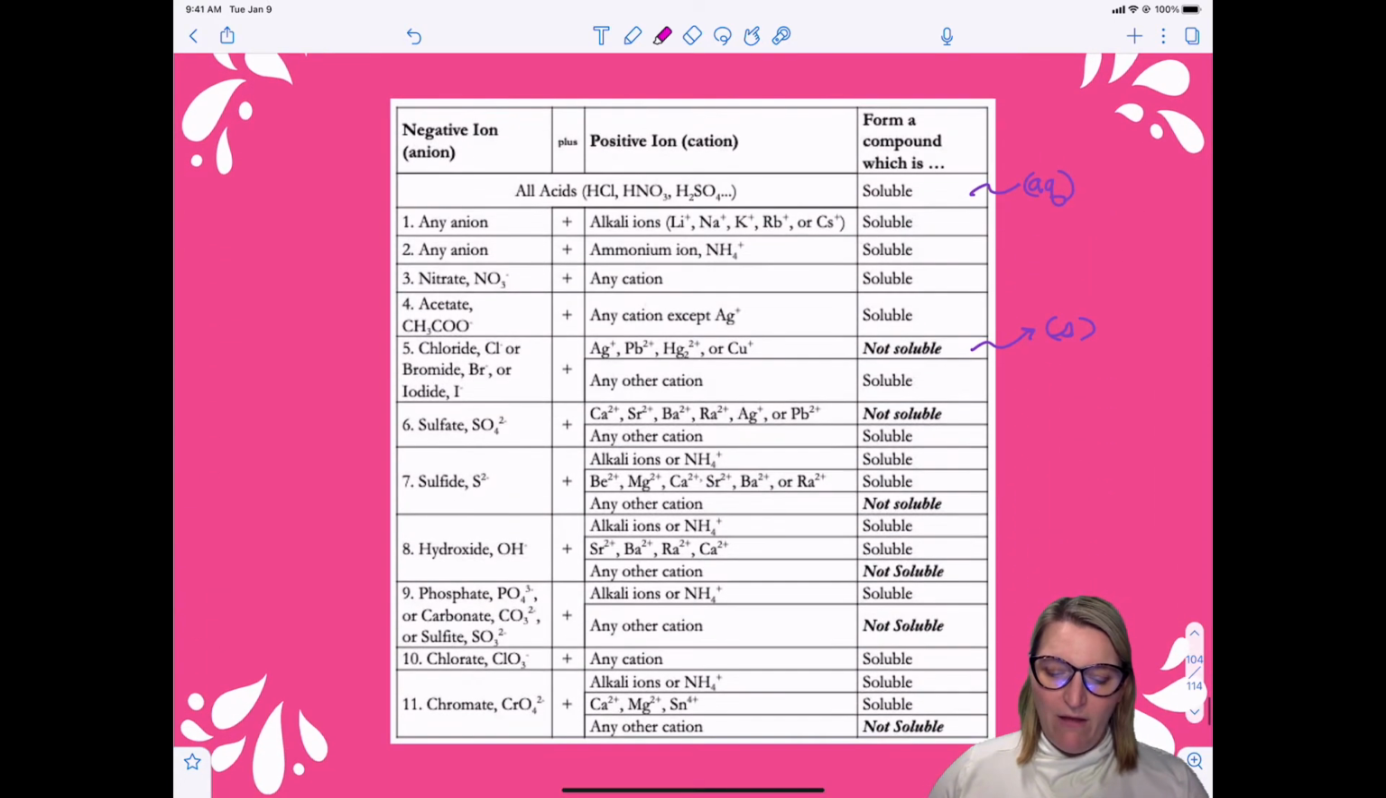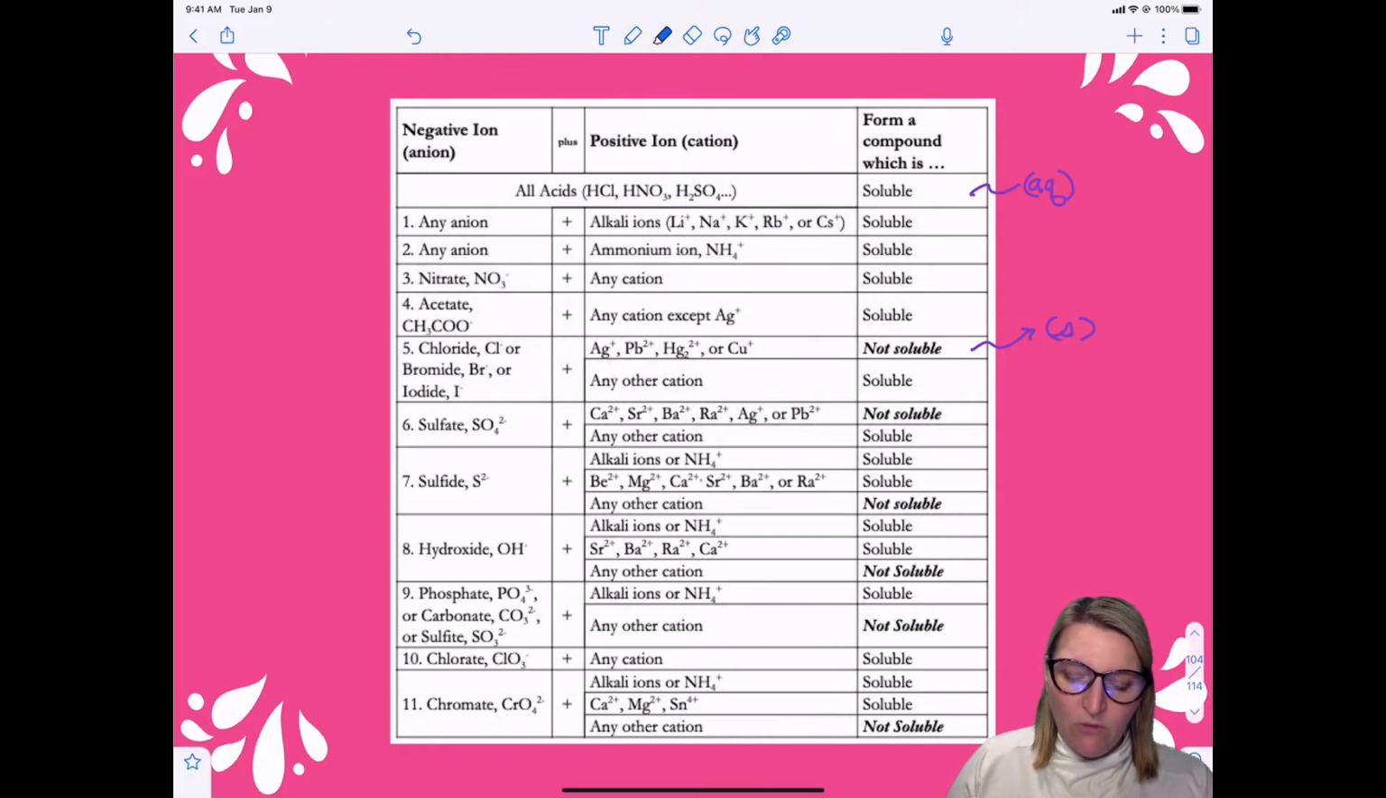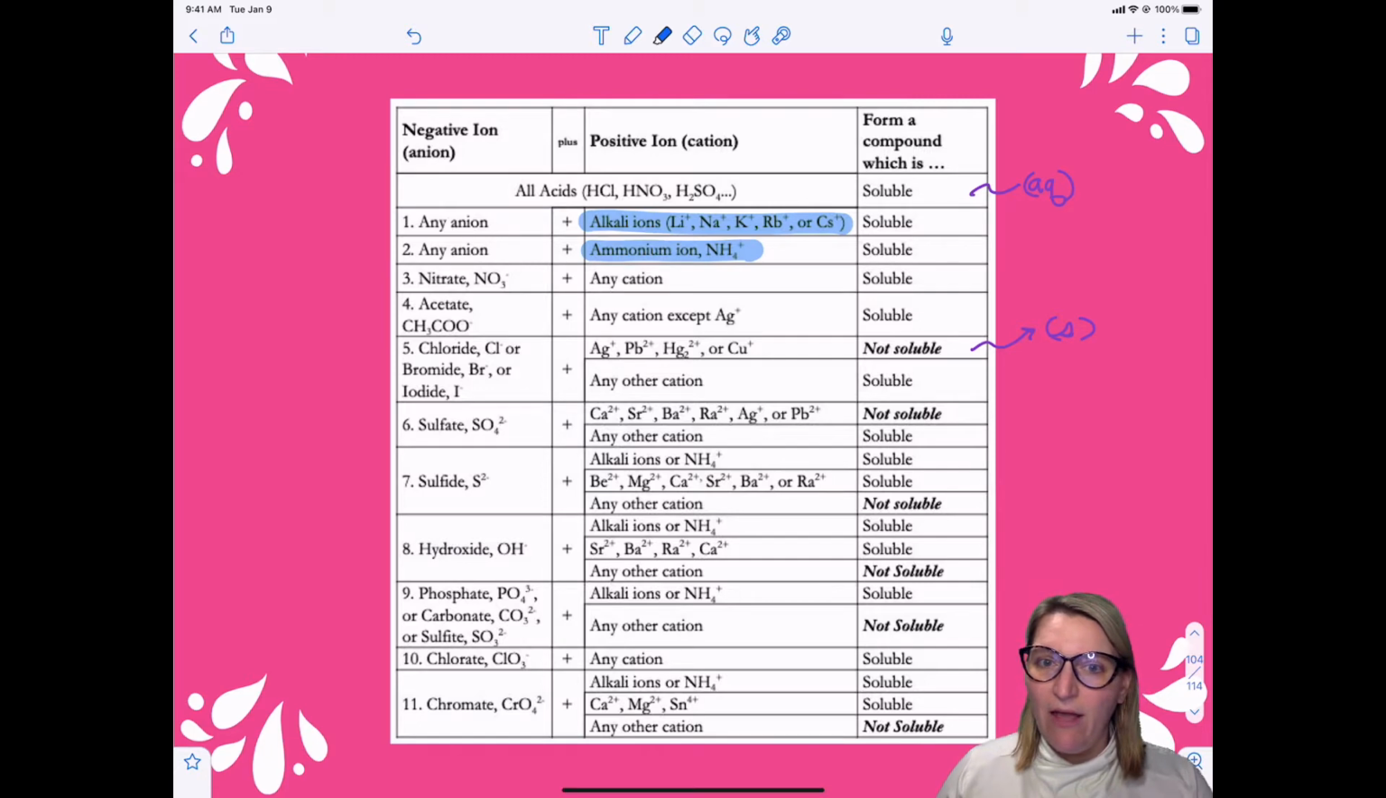So that's why I like this, and this is the version that you will have on your tests. It's organized by the negative ion, so that's a little different because the negative ion always comes second in the formula of the compound. But what you do is you look up the negative ion, and then you see what it is matched with. Again, the always rules are still here. So all the alkali metals, and I listed them there, the ammonium ion, everything with ammonium is always soluble, and nitrate is always soluble. Those would be the ones that I try to remember. Everything else you can look up.